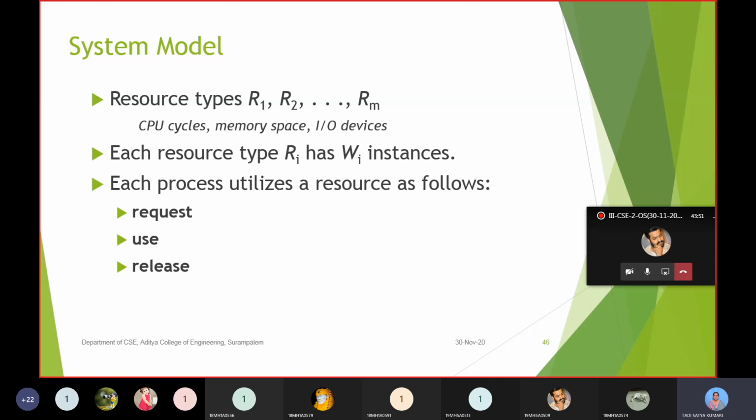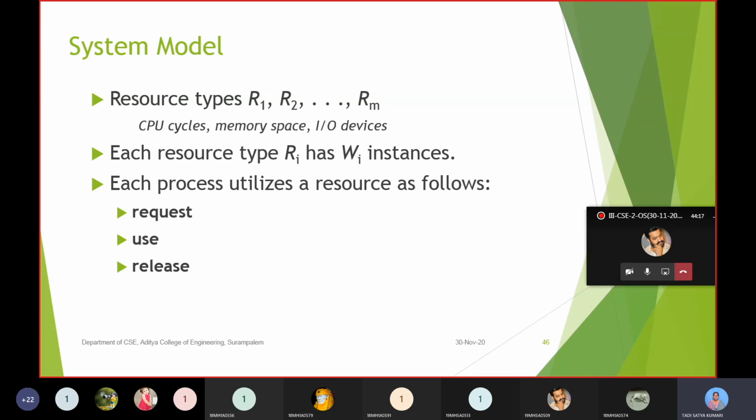M types of resources are available. So R1, R2 and so on up to Rm. CPU is referred to as R1, resource type 1. Memory is referred to as R2, resource type 2. And some IO devices, input devices, are referred to as Rm type of devices. Each resource type, which we represent as Ri, will have Wi instances.